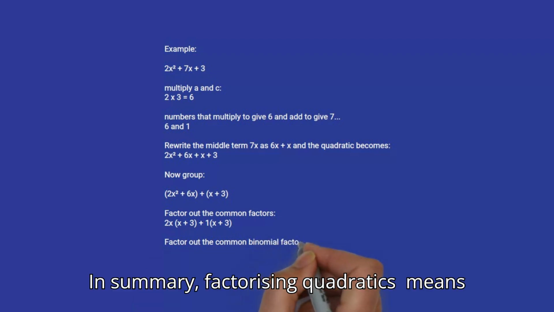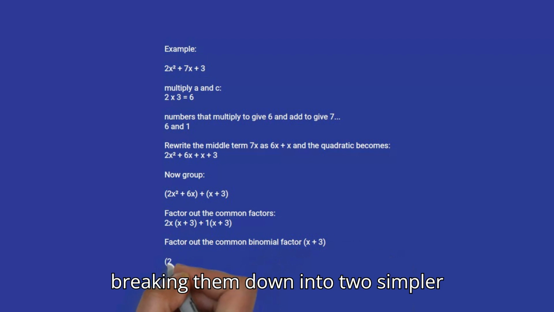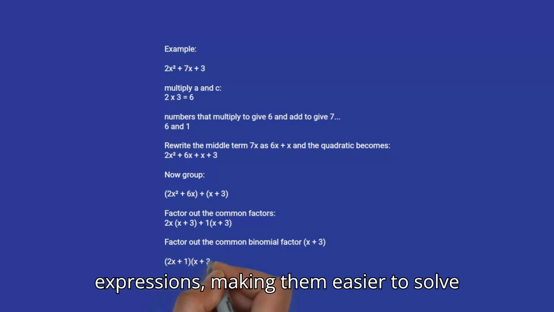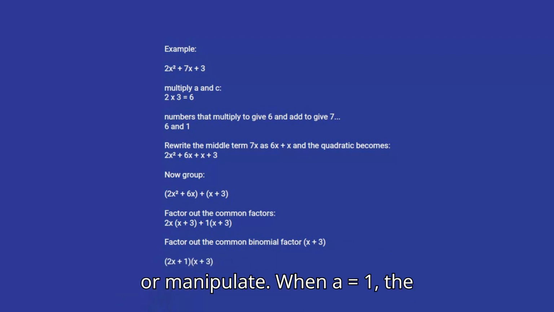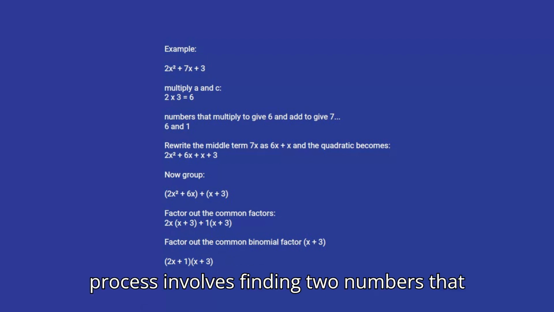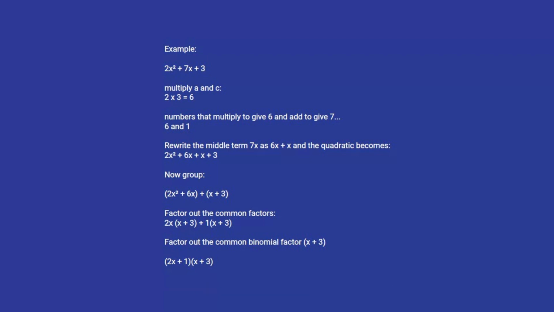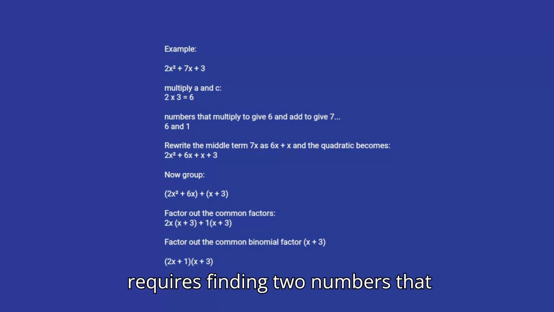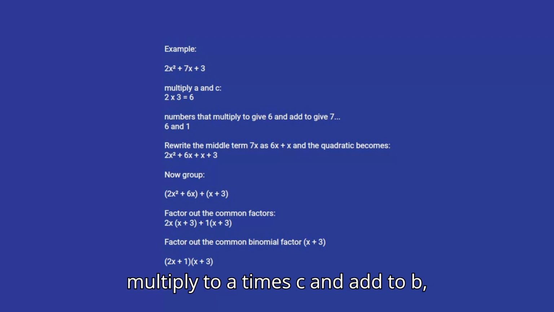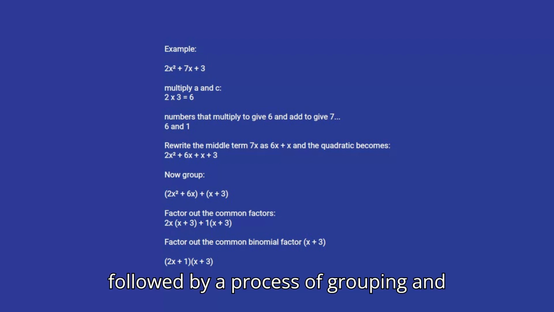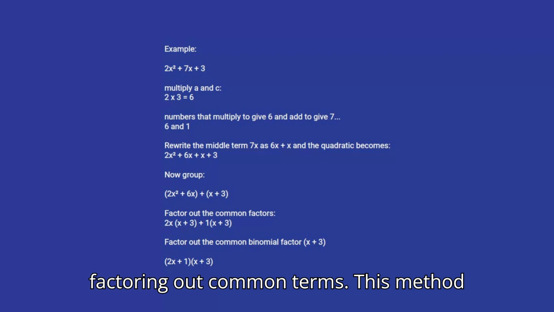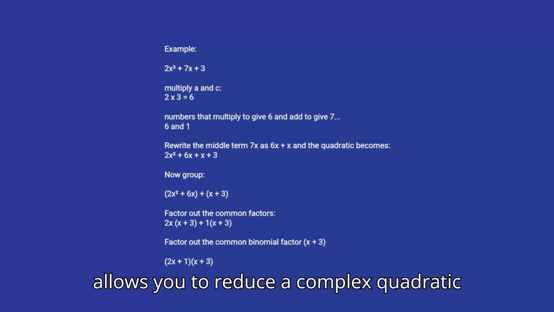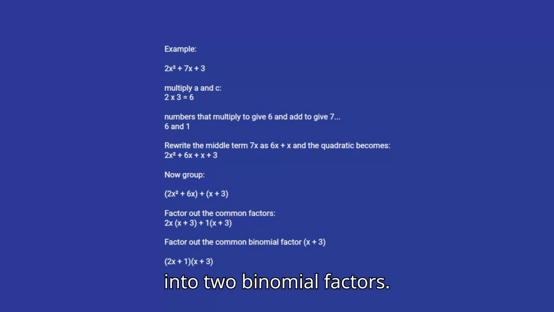In summary, factorizing quadratics means breaking them down into two simpler expressions, making them easier to solve or manipulate. When a equals 1, the process involves finding two numbers that multiply to c and add to b. When a is not 1, the factorizing method requires finding two numbers that multiply to a times c and add to b, followed by a process of grouping and factoring out common terms. This method allows you to reduce a complex quadratic into two binomial factors.